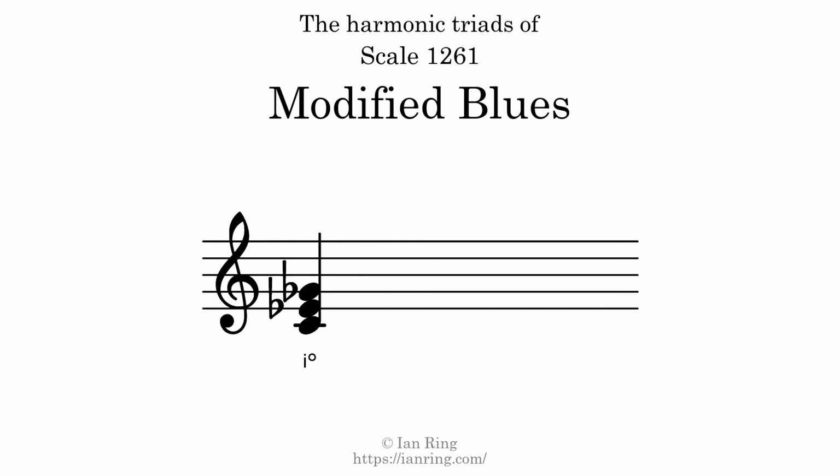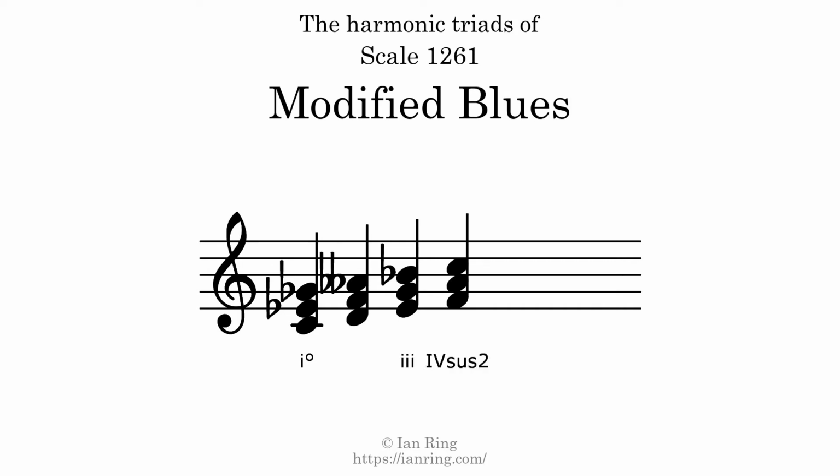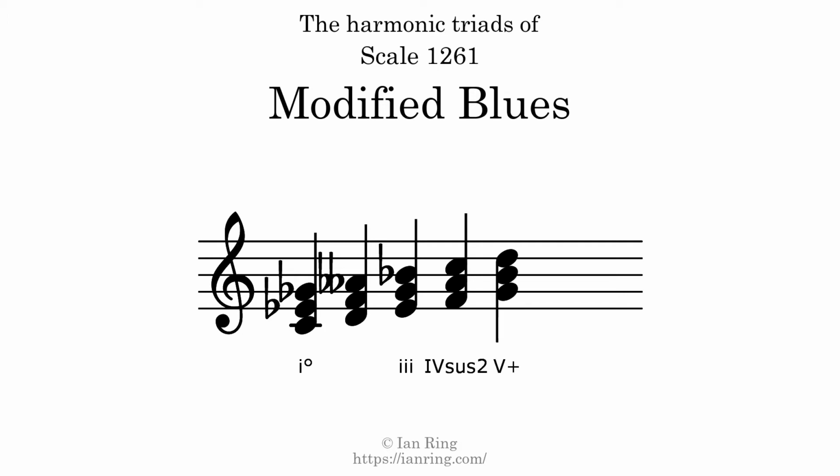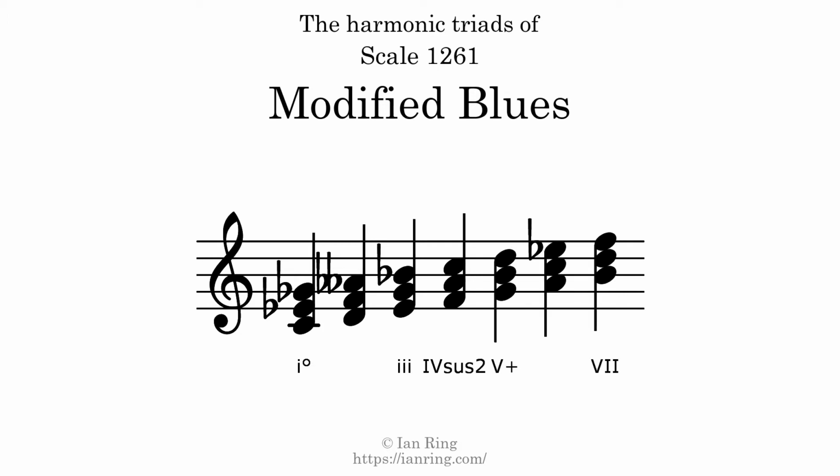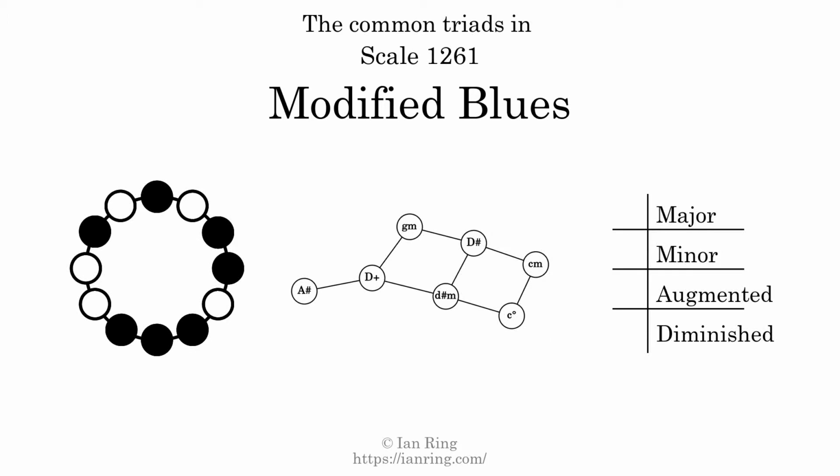Diminished, unnamed, minor, sus2, augmented, unnamed, major. Here are the common triads present in this scale. The diagram in the center is a graph of parsimonious voice leading between triads.